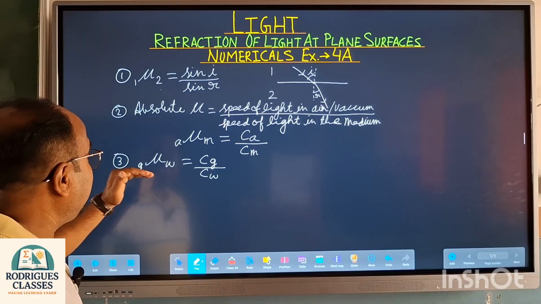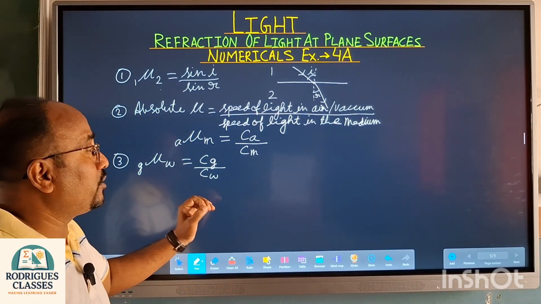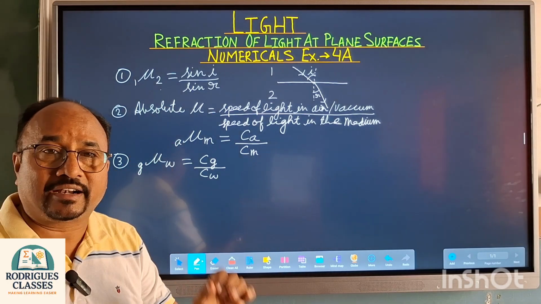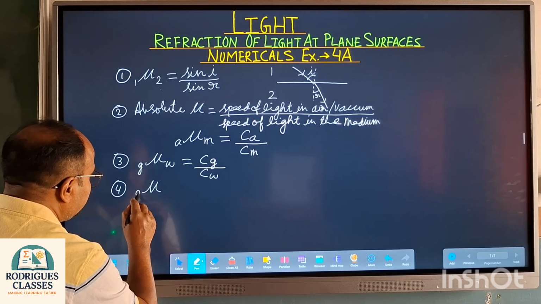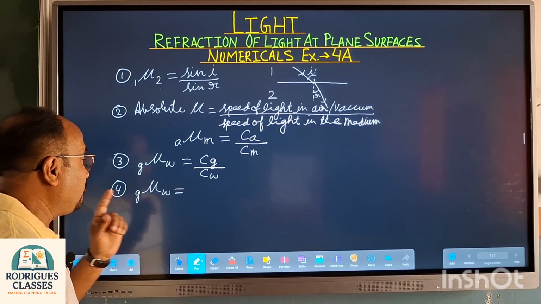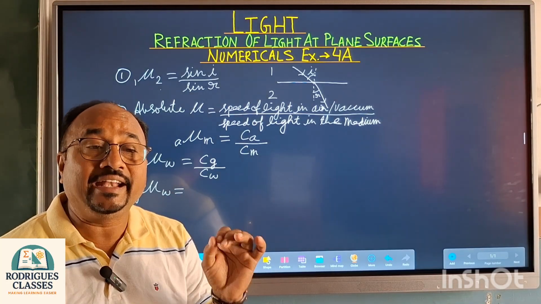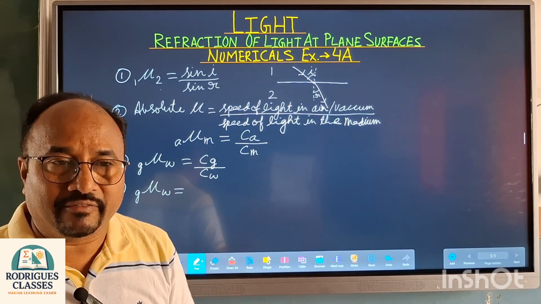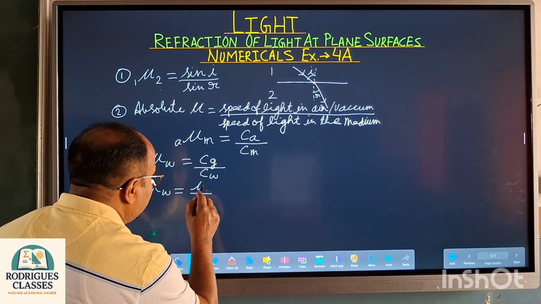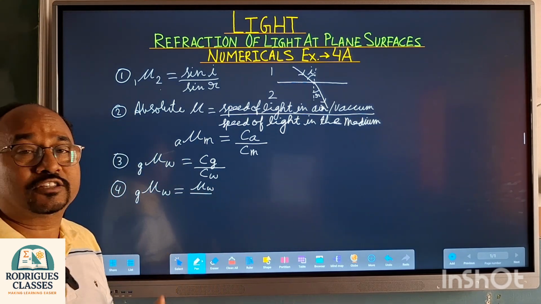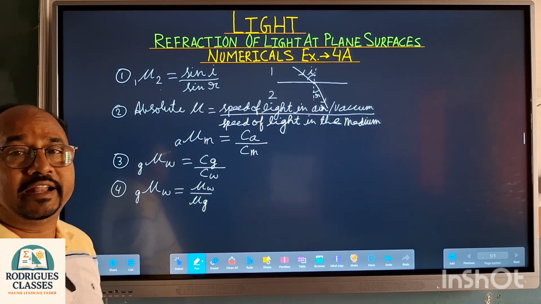Now again, this we have written with respect to the speed of light. We can also write it with respect to the absolute refractive index. So again for this one, if I want to write the refractive index of water with respect to glass in terms of absolute refractive index, on deriving we get it as absolute refractive index of water by absolute refractive index of glass.